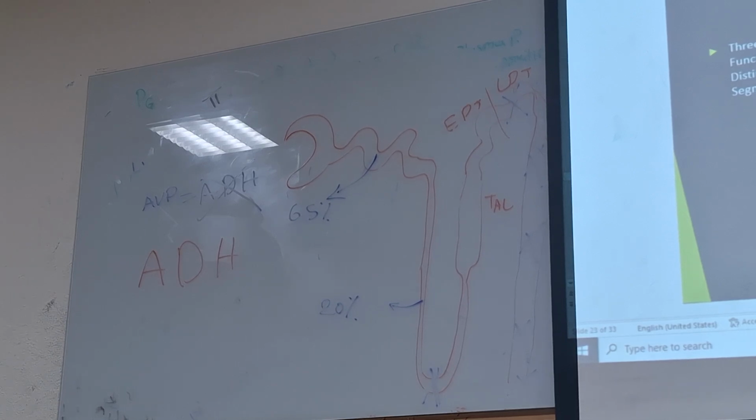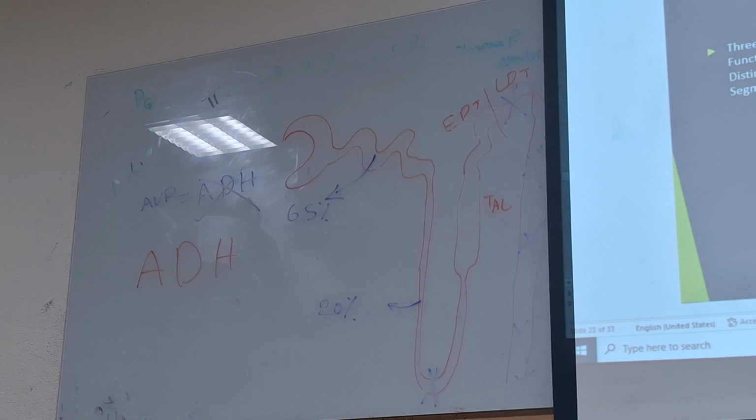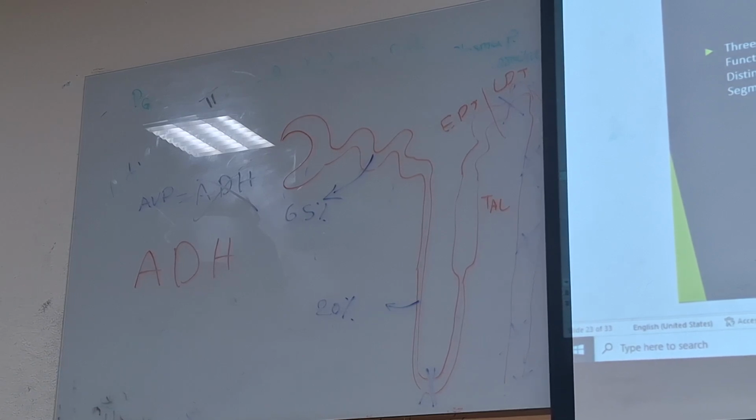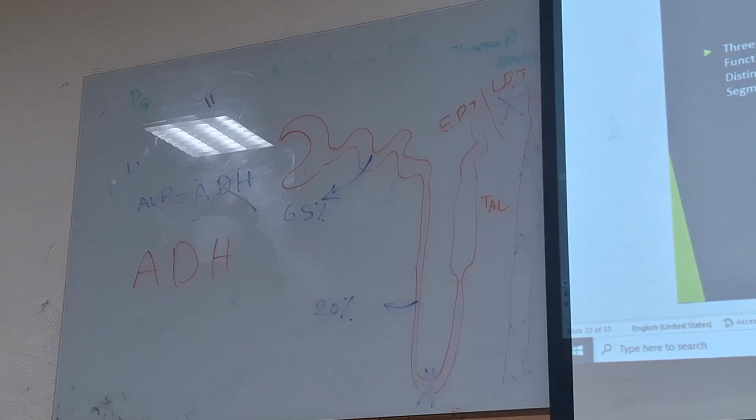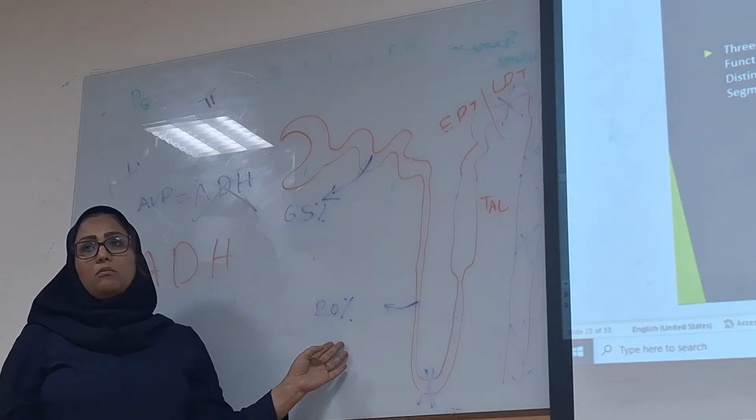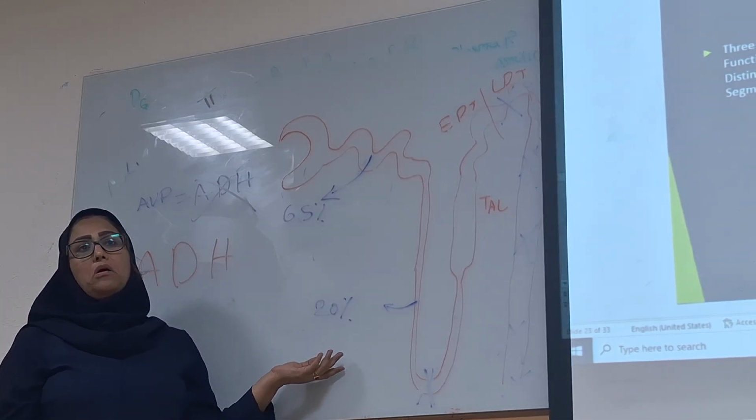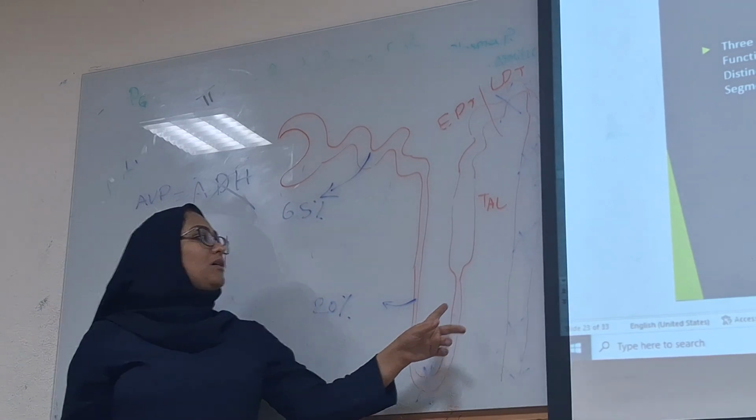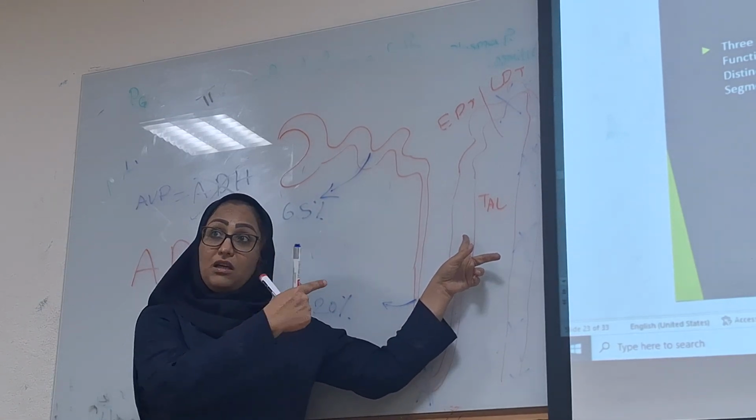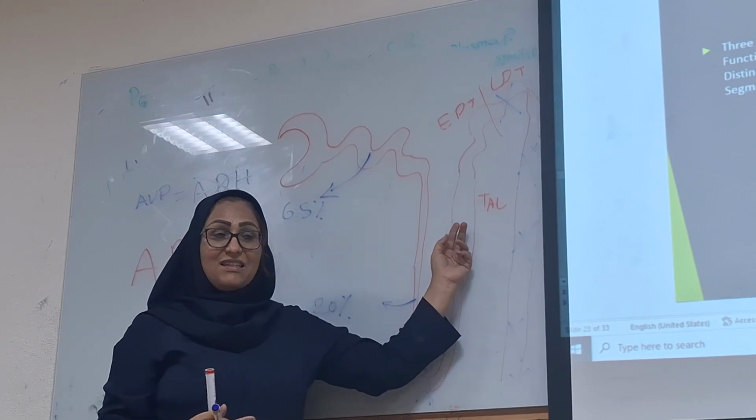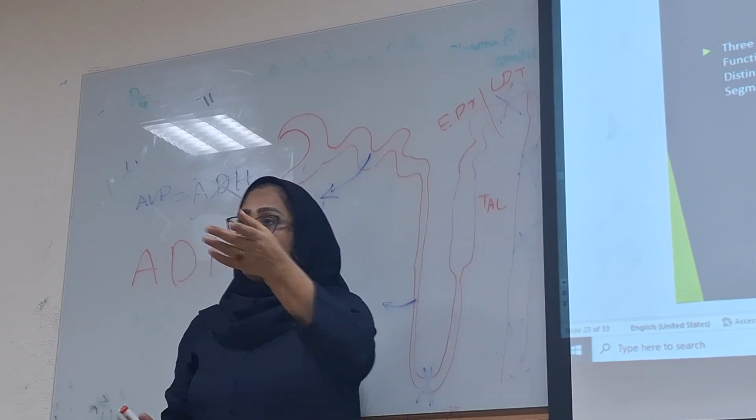I might ask you, in the existence of ADH, which portion is not permeable to water at all? The early distal? Thin descending limb? It is permeable, in the existence or absence of ADH. The correct answer is the thin ascending limb or early distal tubule. Got it?